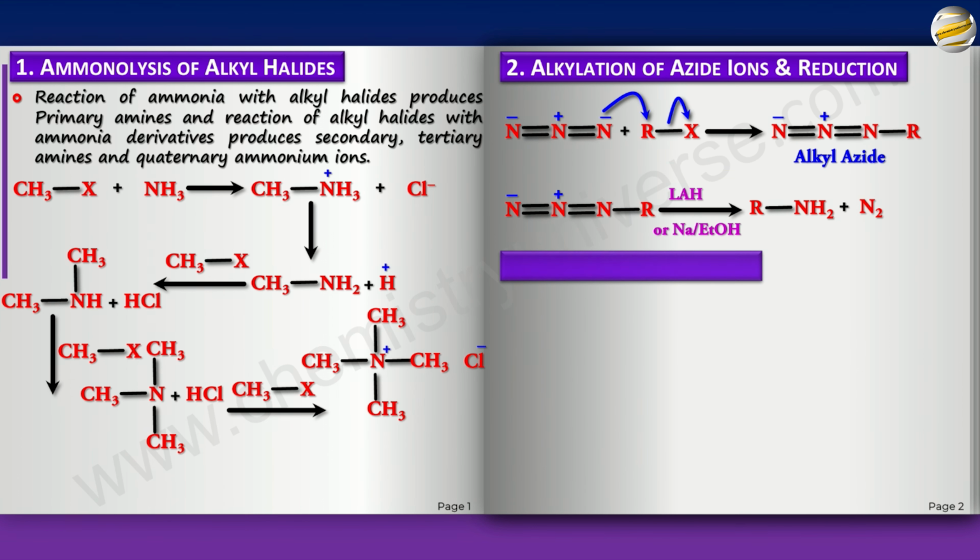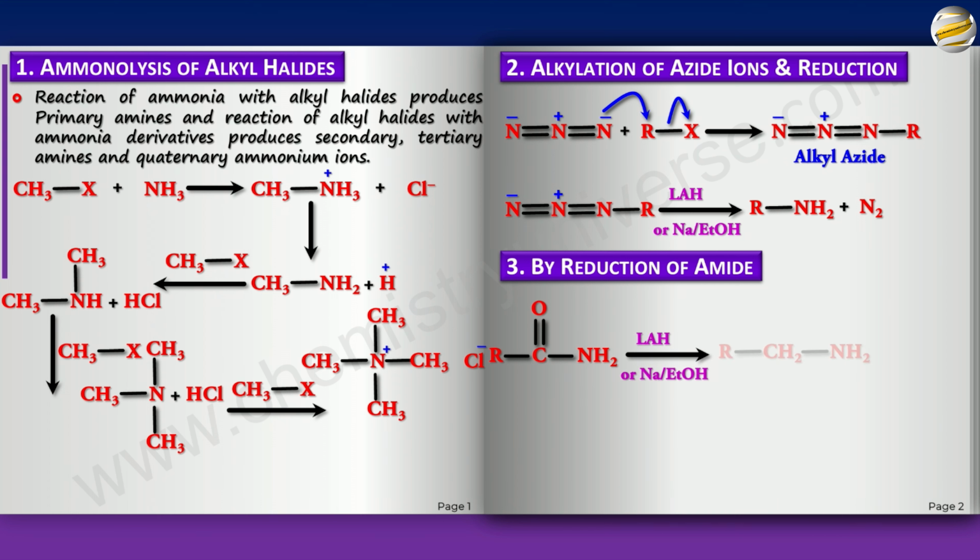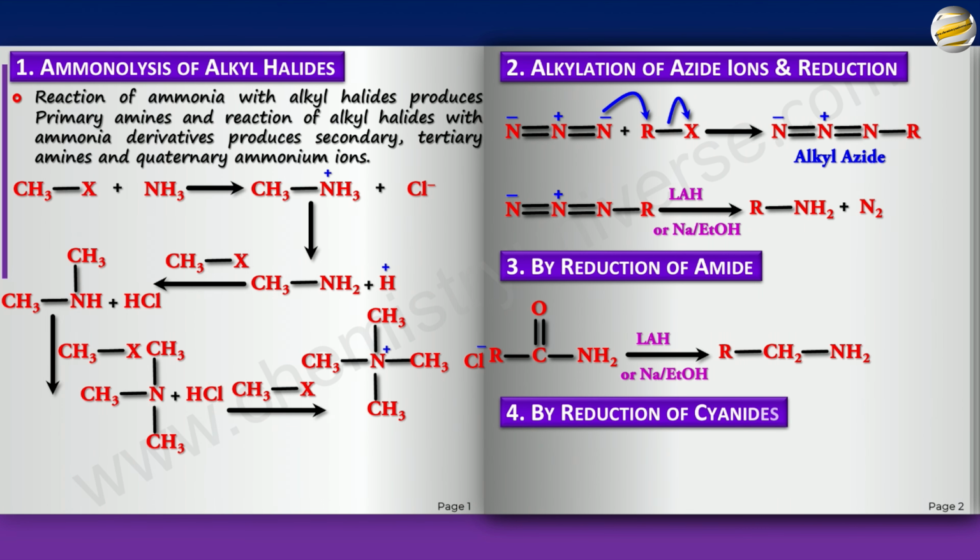You can even do reduction of amide. You take an amide, a primary amide, reduce it with LAH or sodium ethanol, you will get a primary amine. But remember, the number of carbons remain the same. You can do reduction of cyanides. Again, they will yield a primary amine with LAH or sodium ethanol or H2Ni. You will get RCH2NH2. Again, the number of carbons remain the same.